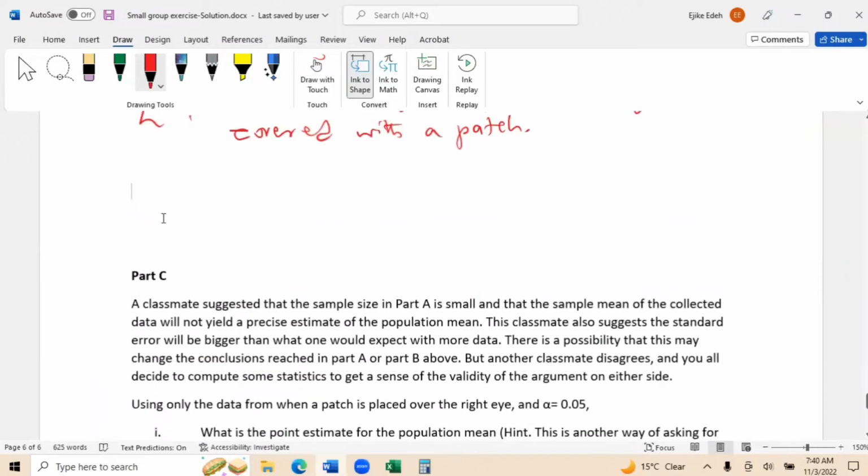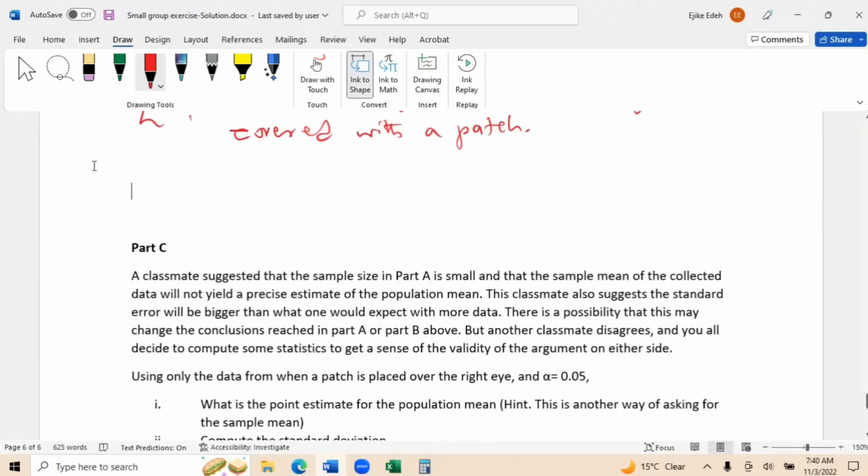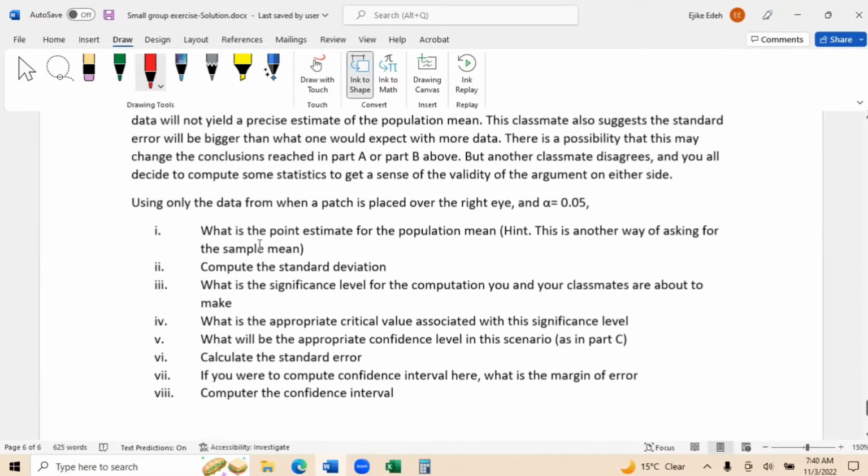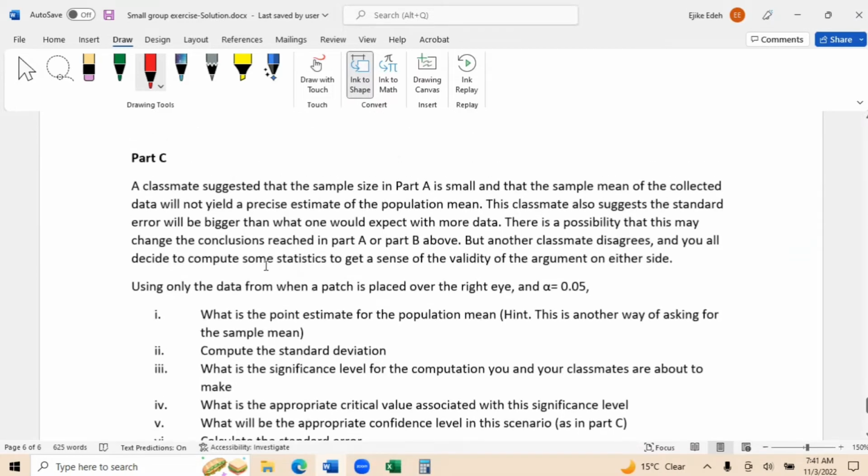Okay, so what we've done so far covered chapter 9, right? So part C is entirely chapter 8, the way it is stated here, okay, in this question.